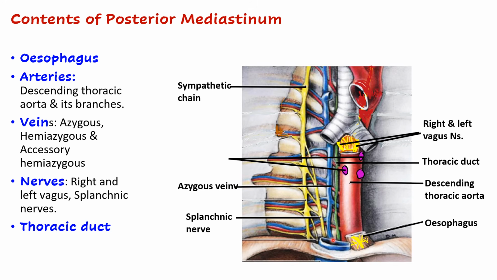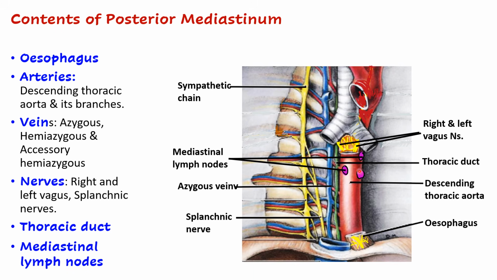Then we have the thoracic duct. The thoracic duct begins in the abdomen and then passes through the diaphragm, ascends up in the posterior mediastinum, crosses to the left side at the level of the sternal angle, and ascends up in the superior mediastinum. We saw that. So the thoracic duct will also be present in the posterior mediastinum. And then we have mediastinal lymph nodes.